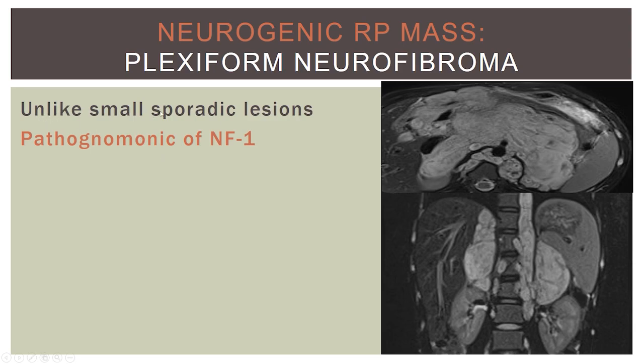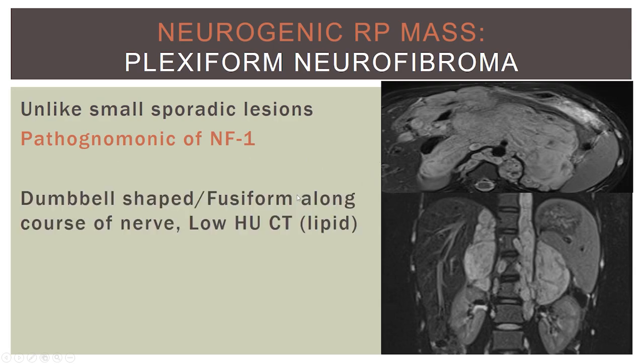Unlike small sporadic neurofibromas, when you have plexiform neurofibroma, this is pathognomonic of NF1. These are sheet-like masses, they're large. You can see them in the retroperitoneum, and they can extend to the mesentery. You can see it along the paravertebral region.